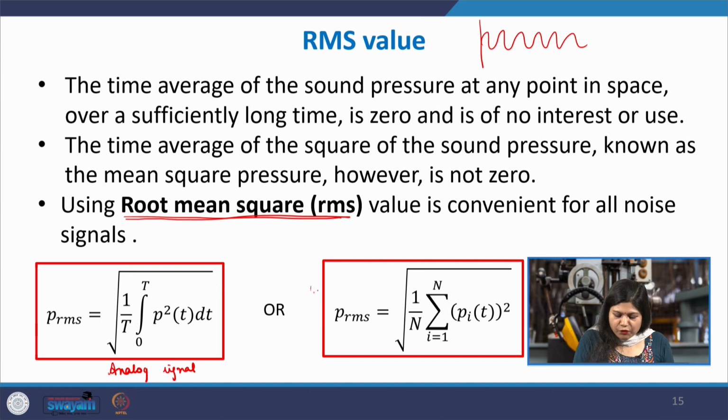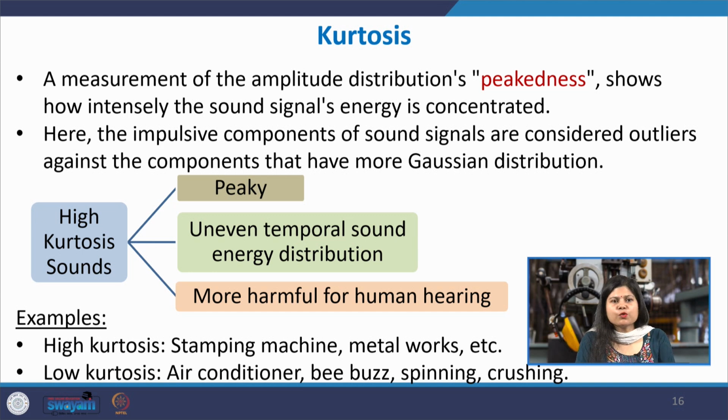But this is the more familiar kind of equation for the discrete signal or the digital signal, where what you have is root mean square. First you do the square and find out the mean of the sum of squares, and then you take the root. So, the summation of the squares of these pressure values and then dividing by n to get the mean, and then root over. The next acoustic feature in the time domain is kurtosis.